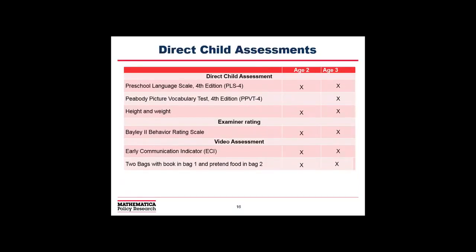Direct assessments of children were done in the children's homes at ages 2 and 3. The key measures were of language development using the PLS-4 and the PPBT-4. The examiner also completed a rating of the child's behavior and conducted a video component in which children played with an adult. For the ECI, the child played with the examiner, and for the two bags, the parent was the play partner. The videos were later coded at Mathematica to score the ECI. The two bags was coded with two different coding schemes: the parenting interactions with children checklist of observations linked to outcomes, or Piccolo, and the parent-child interactions coding schemes.